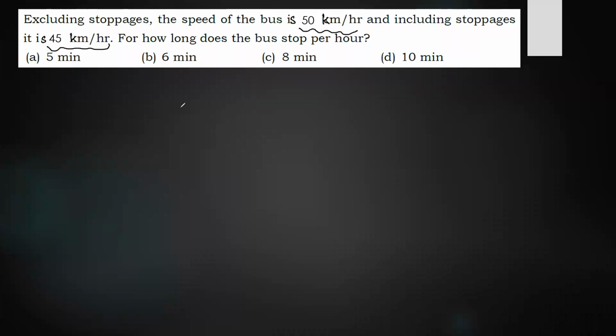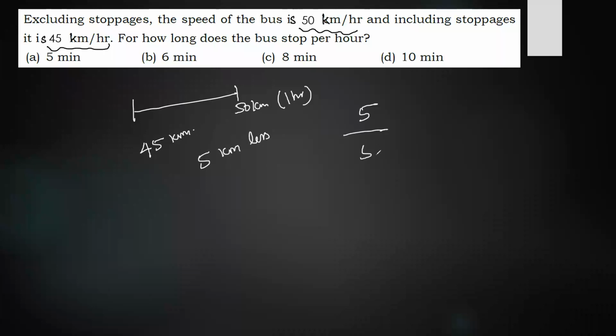Okay, so just write the value here. Instead of 50 kilometers, I have to reach 50 kilometers every hour without stop. So without stop, I will reach 50 kilometers in 1 hour, right? But due to stoppages, I reached only 45 kilometers. So 5 kilometers less when compared to 50.